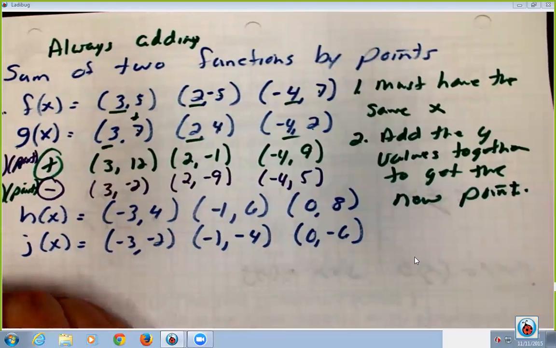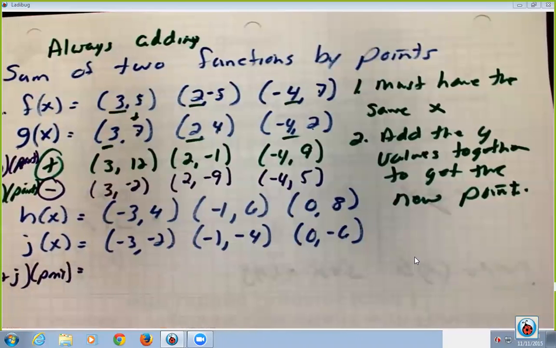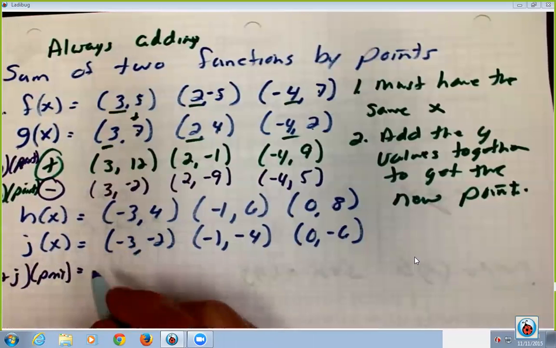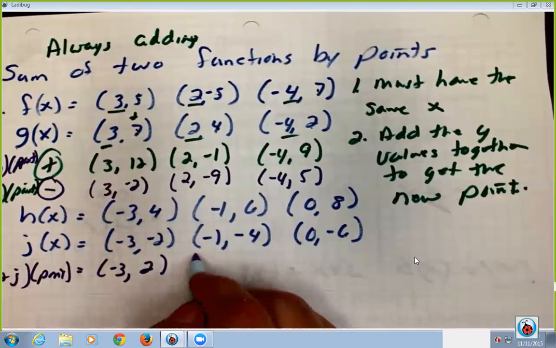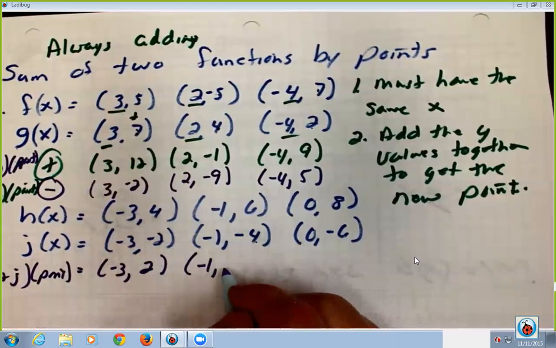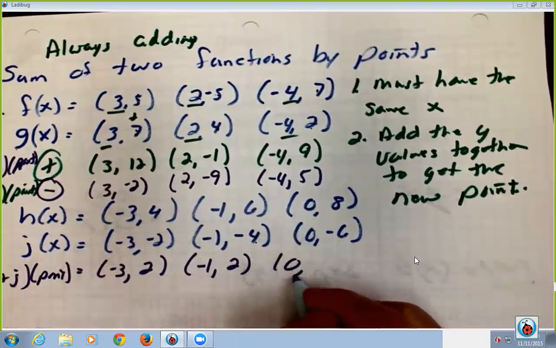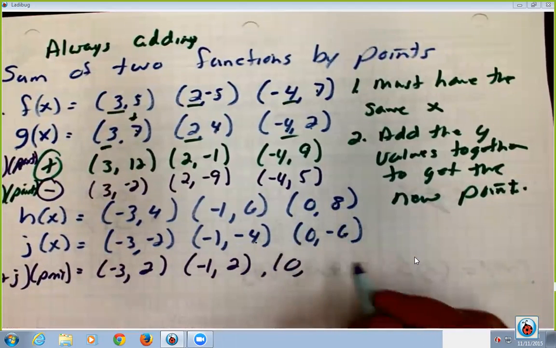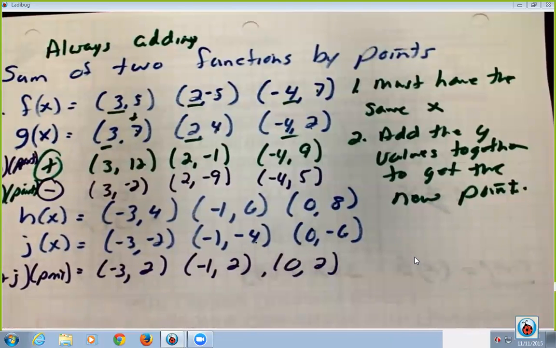So down here, if I had h plus j at a point, what would my answer be? So if I looked at this, at negative 3, 4 plus a negative 2 is 2. At negative 1, 6 plus a negative 4 is also 2. Then down here, positive 8 plus a negative 6 is also 2. So what has happened is that we've gotten those combinations together and came up with what the new values would be for our points. They're all at 2s, so I came up with a straight line.